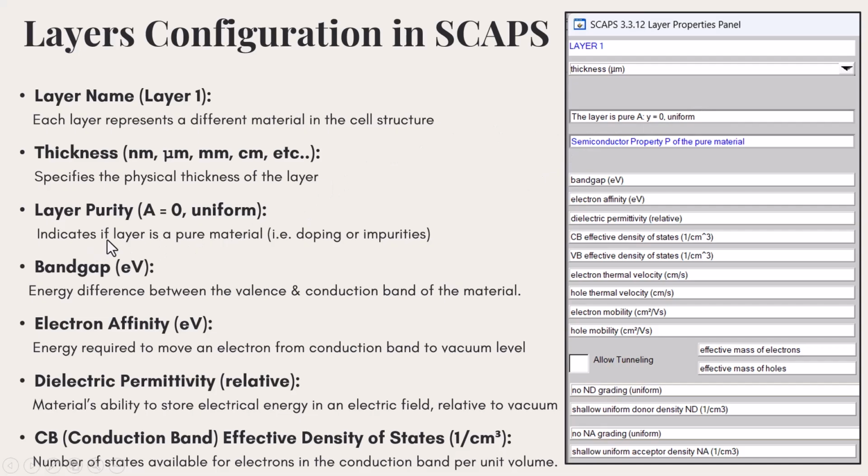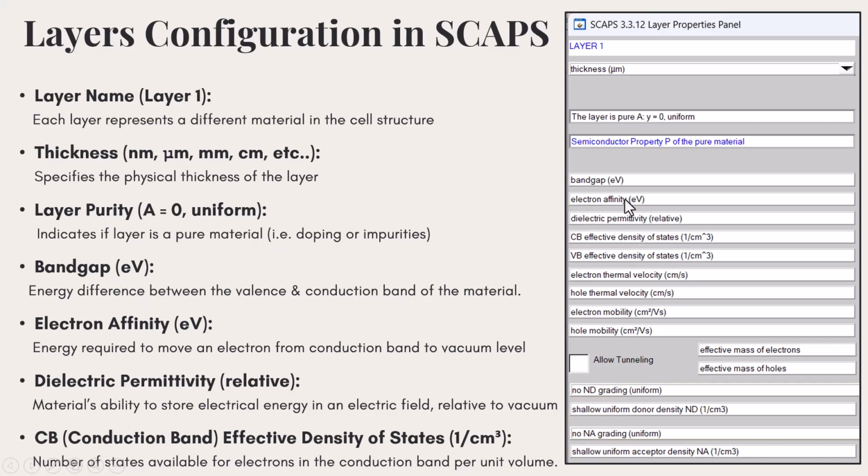Now, each material has a band gap. So you have to also input the band gap of the material. The band gap is the difference between the valence band and the conduction band, and it is measured in electron volts. We have the electron affinity also.